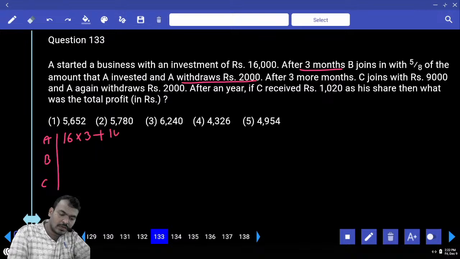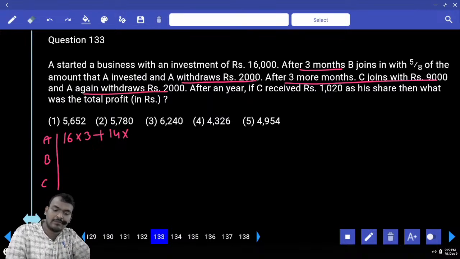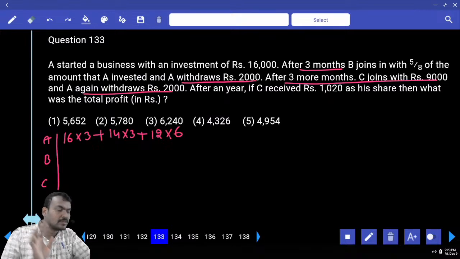Remaining 14. After 3 more months, C joined with 9,000, but again A withdrew 2, not? Means 14 is used for 3 months. Again out of 14, 2 are withdrawn. Remaining 12. The 12 is used for the remaining 6 months.